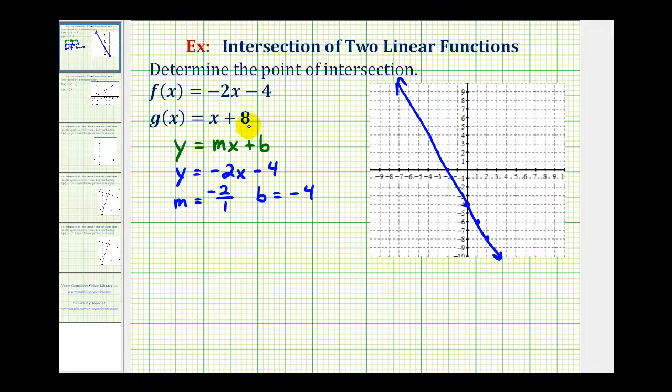And for our second linear function, we can rewrite it as y equals x plus 8. The coefficient of the x is 1, therefore the slope of this line is 1, or 1 over 1, and the y-intercept is equal to positive 8. Now we'll graph this line to determine the point of intersection. So here's our y-intercept. The slope is 1 over 1, so up 1, right 1. The second line will pass through these 2 points.